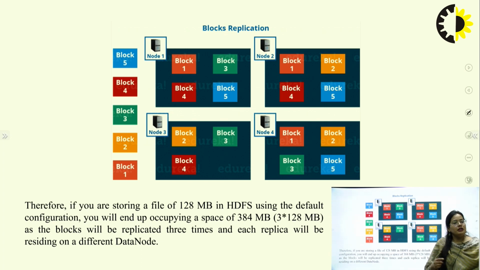Therefore, if you are storing a file of 128 MB in HDFS using the default configuration, you will end up occupying a space of 384 MB, that is 3 into 128 MB, as the block will be replicated 3 times and each replica will reside on different DataNodes. The NameNode collects block reports from the DataNodes periodically to maintain the replication factor. Therefore, whenever a block is over-replicated or under-replicated, the NameNode deletes or adds replicas as per requirement.